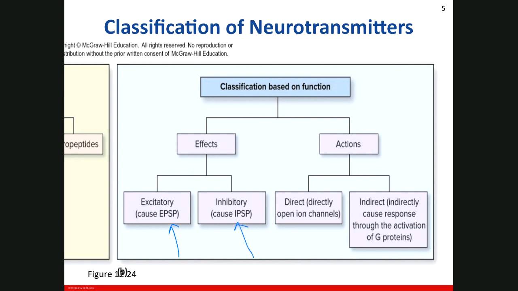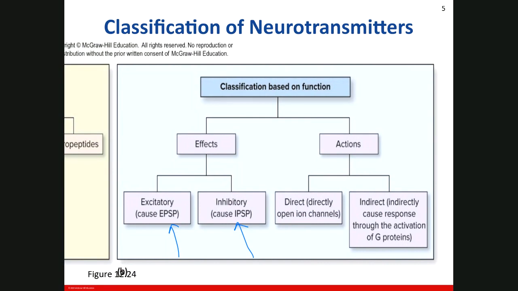It means that they can make IPSP. The IPSP can happen by the opening of potassium channels or chloride channels. If the chloride ion comes into our cell or potassium ion leaves our cell, inside the cell becomes more negative and IPSP takes place. We can classify the neurotransmitters by their action too.